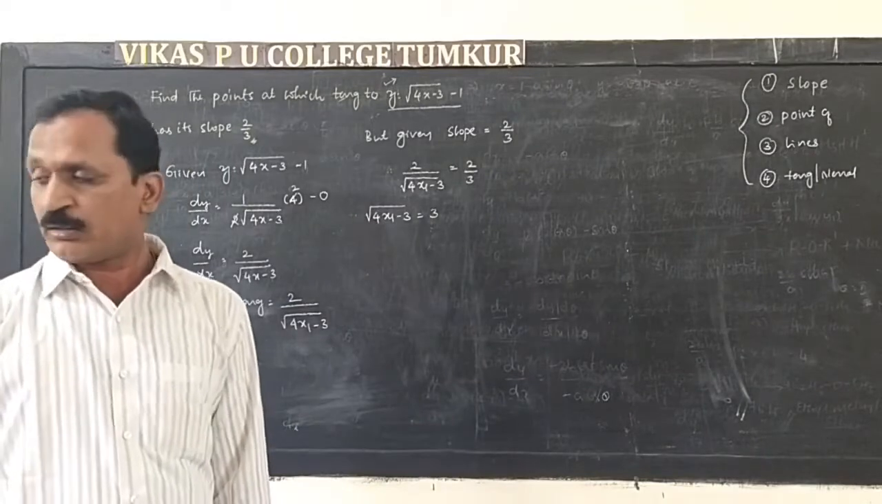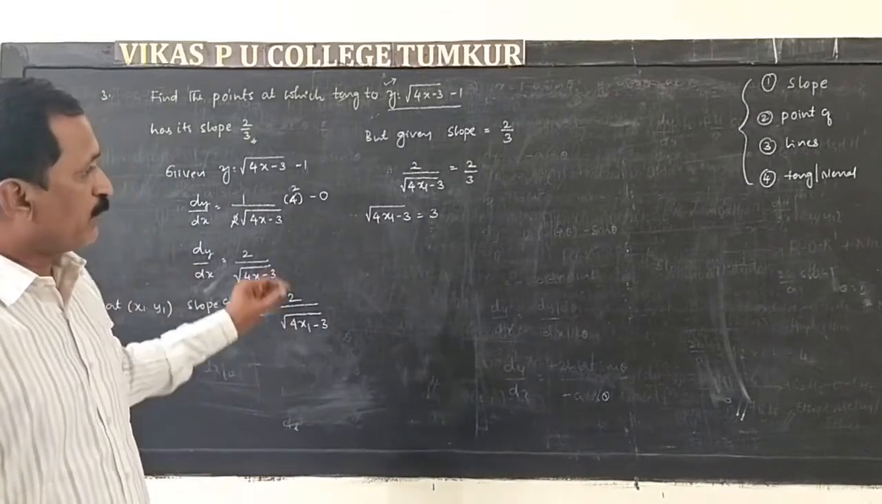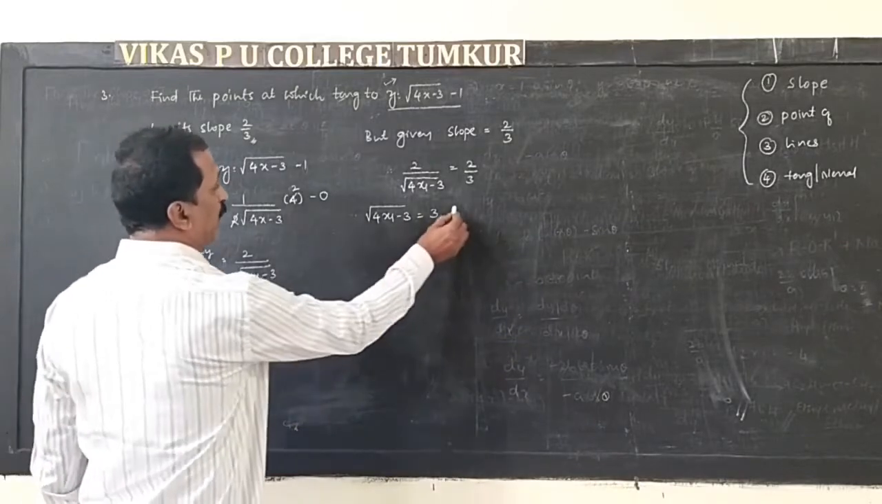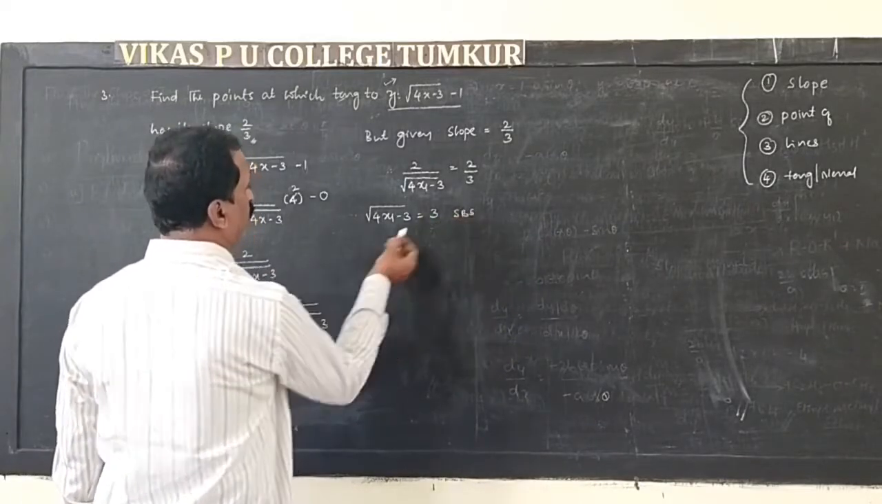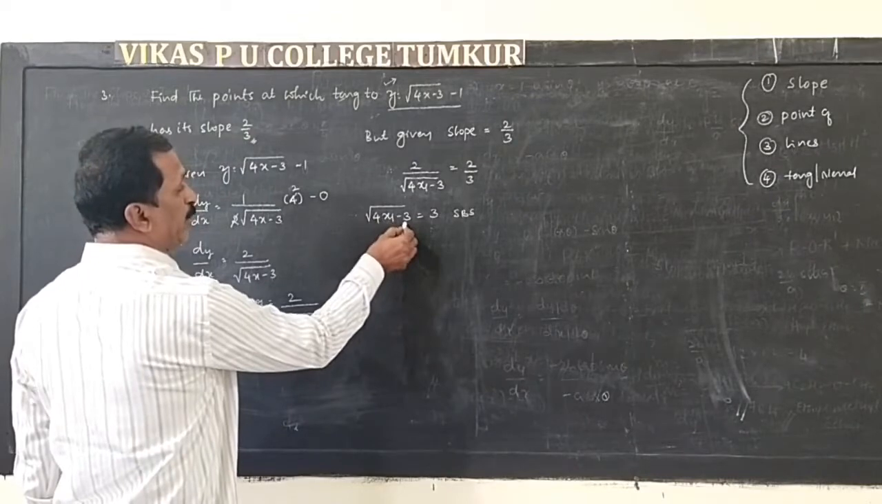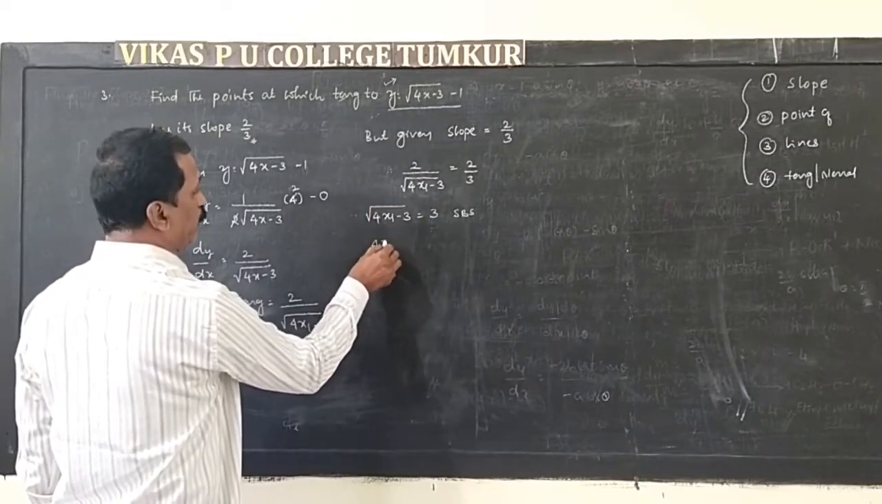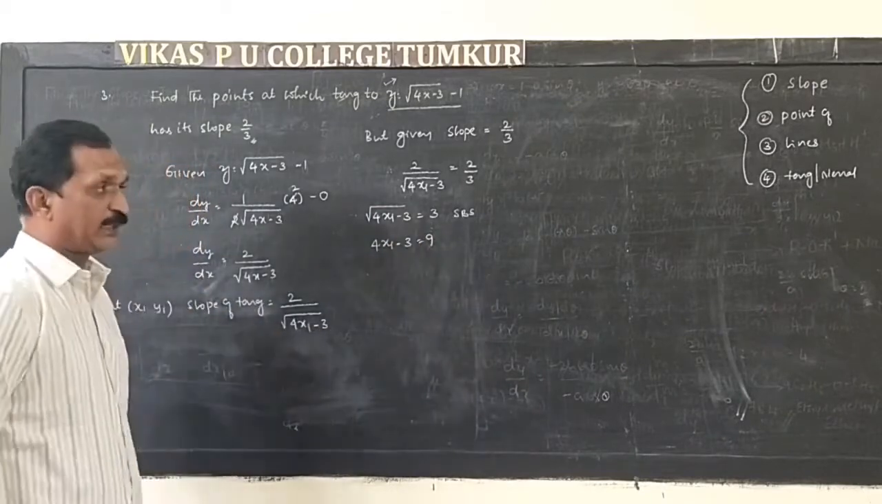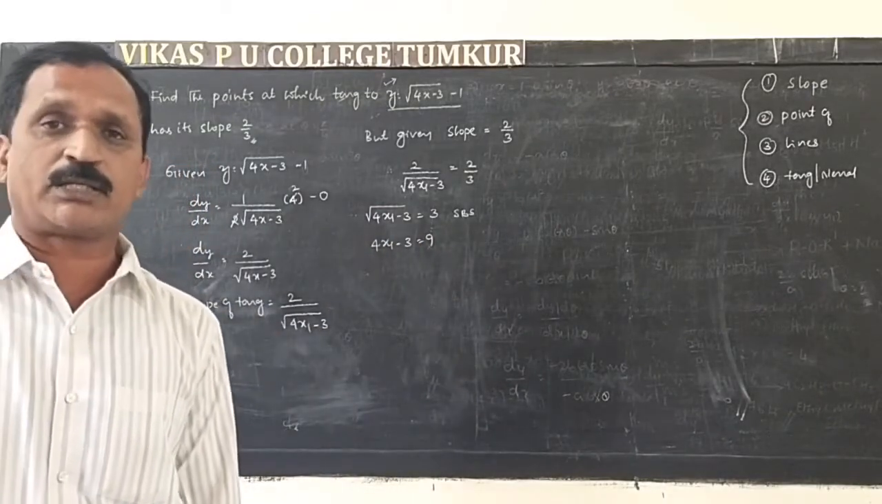Right? Do you understand? So now what do I do? Squaring on both sides, what do you get? Root of 4x1 minus 3 whole square is 4x1 minus 3, which is equal to 3 square, that is 9.